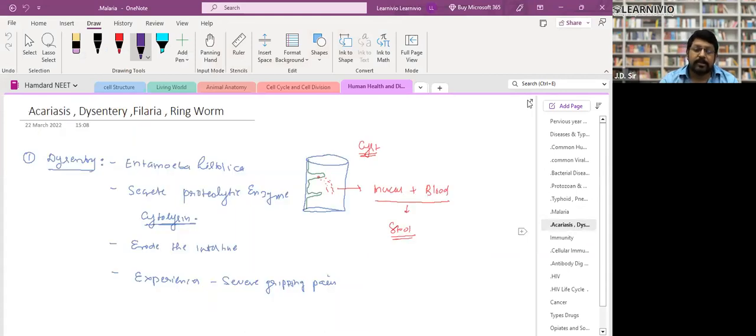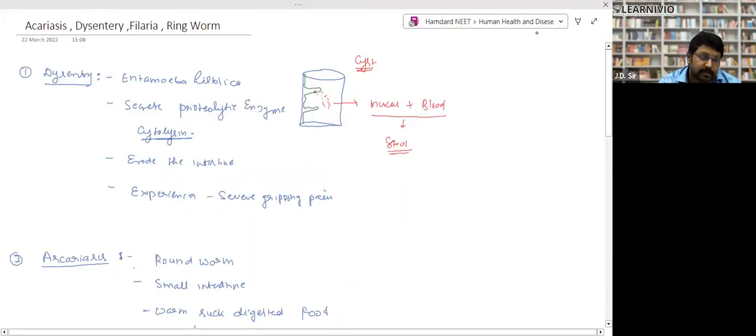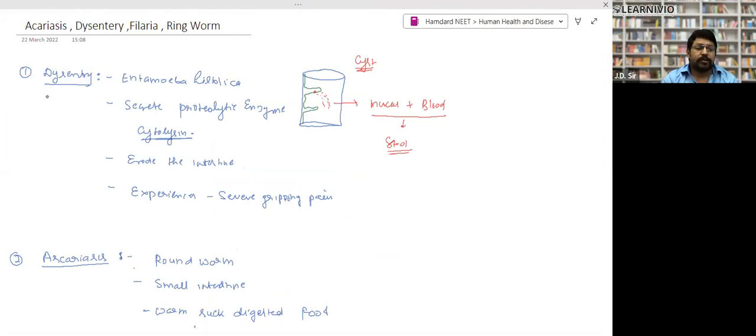Now the next disease is ascariasis. So ascariasis, dysentery, filaria, and ringworm. First, dysentery. Dysentery takes place when a person gets infected by Entamoeba histolytica. Entamoeba histolytica is found in contaminated, polluted water. When a person takes it in, it goes inside and gets stuck in the small intestine, in the villi, and there it starts carving, right?